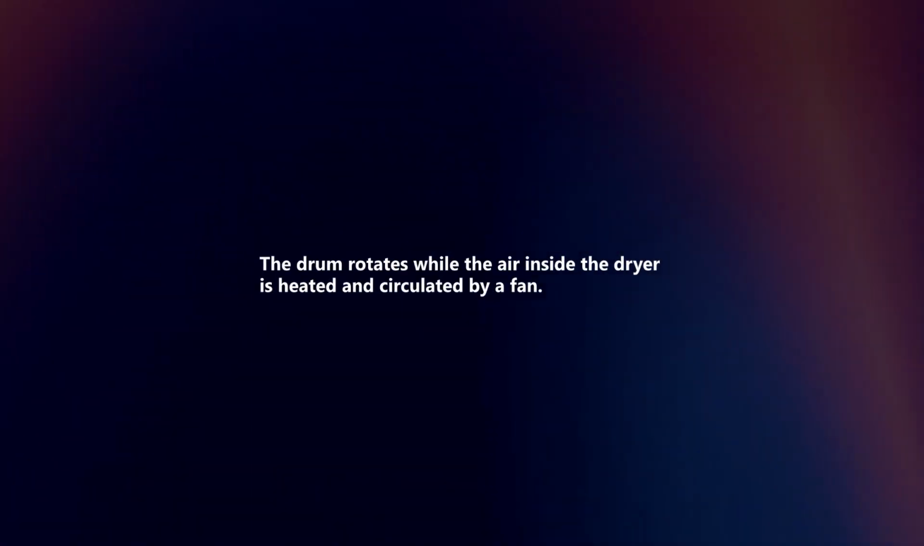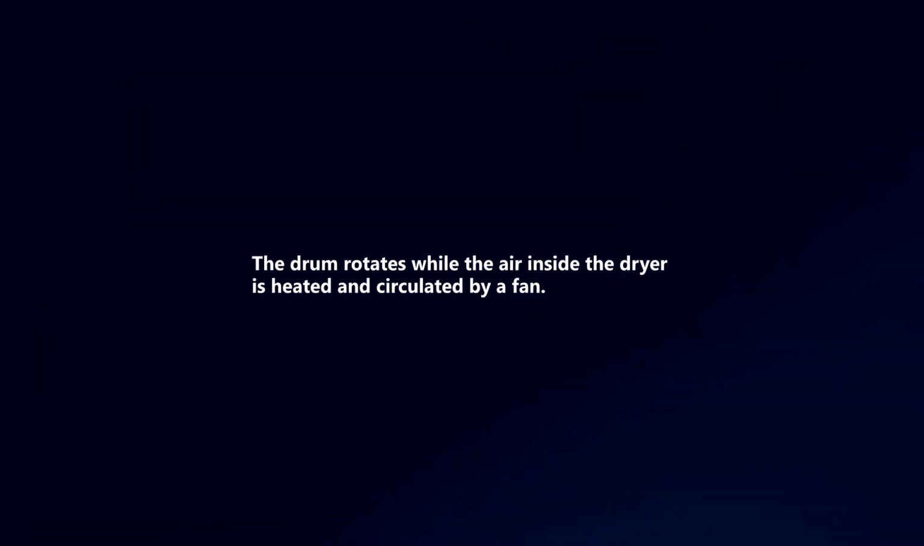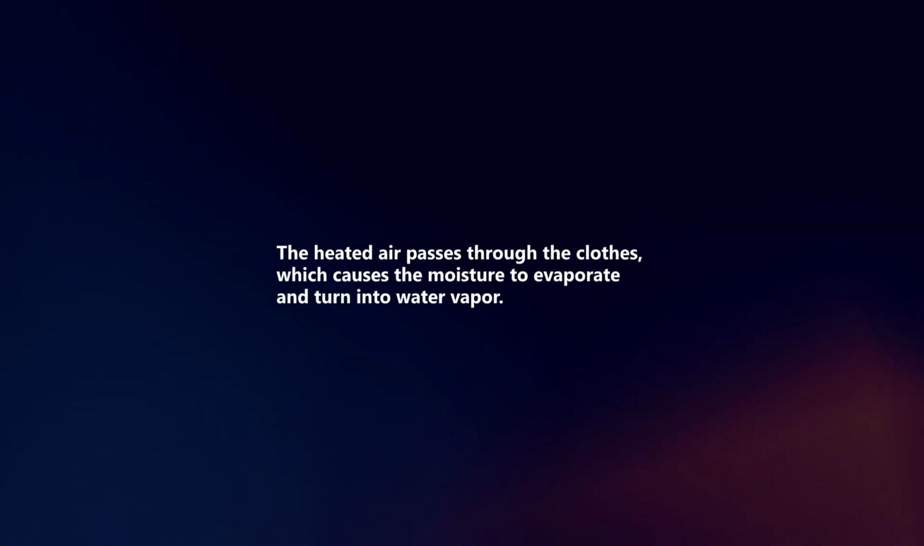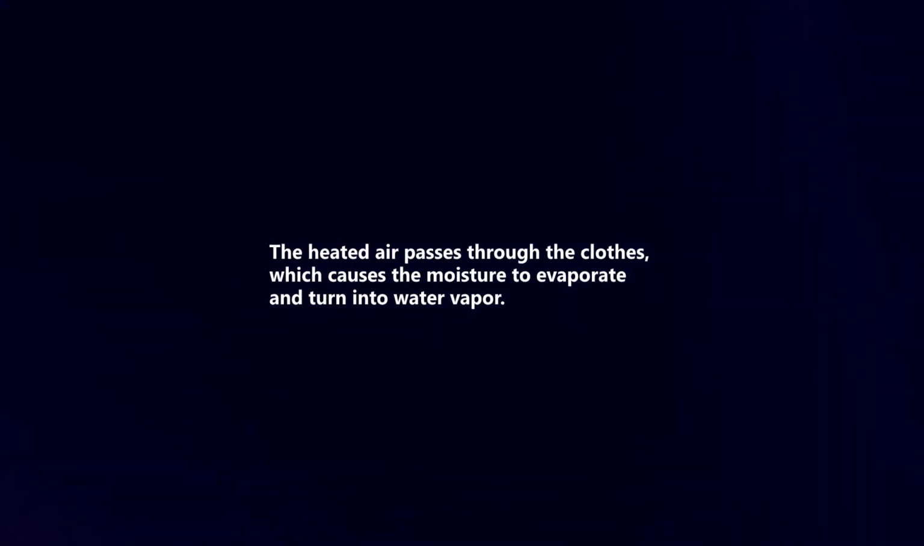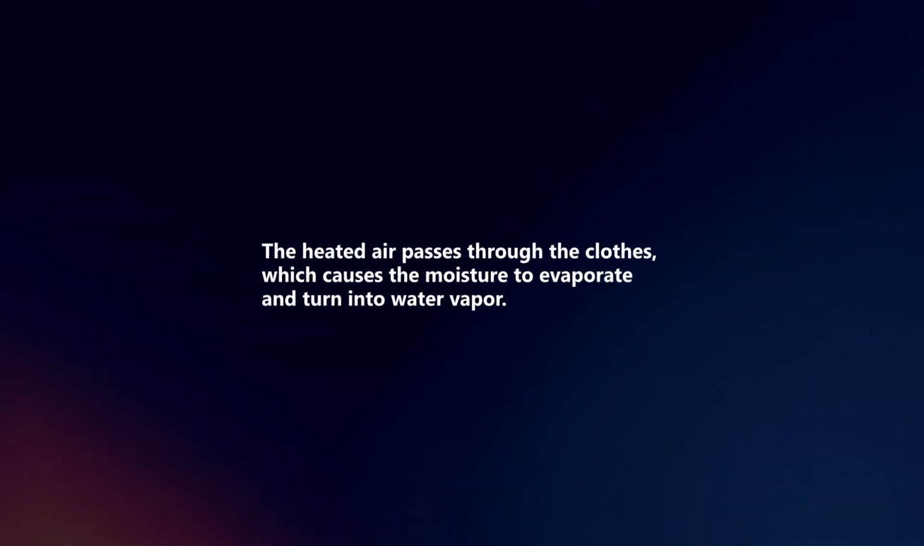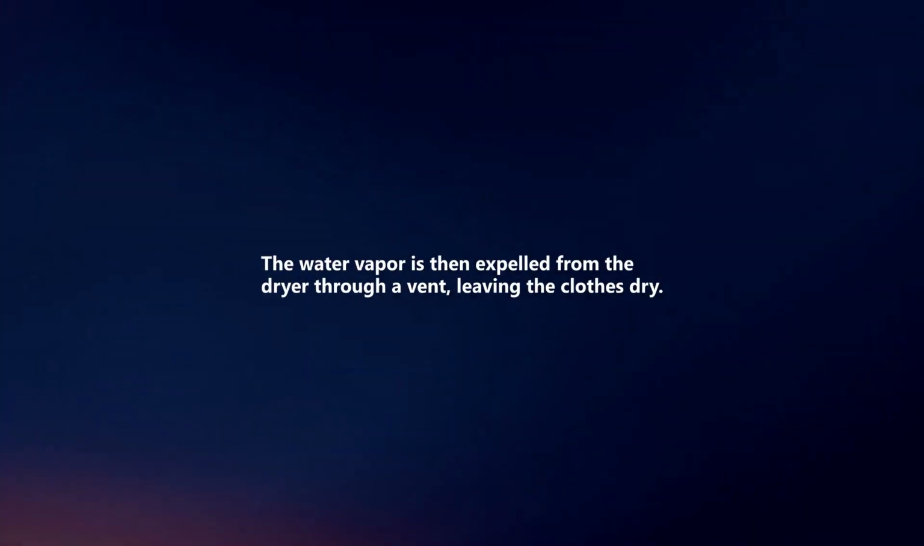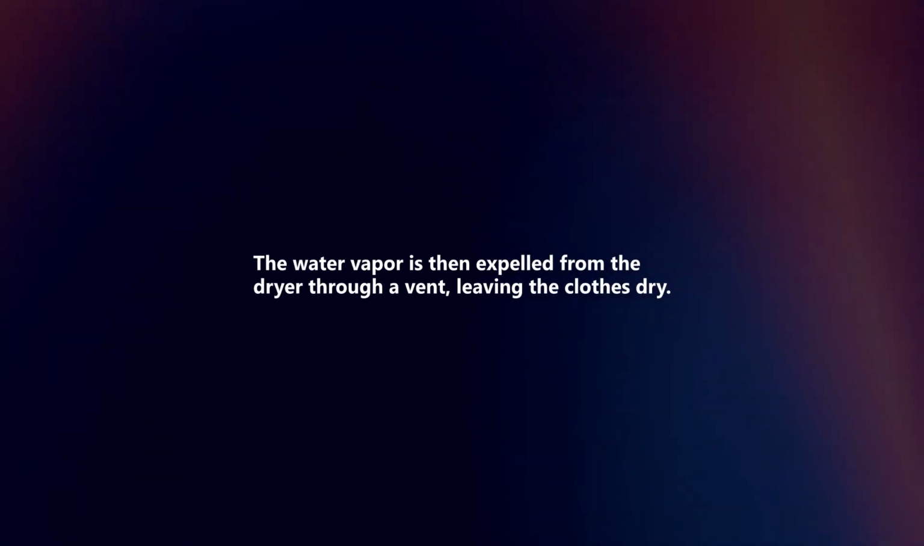The drum rotates while the air inside the dryer is heated and circulated by a fan. The heated air passes through the clothes, which causes the moisture to evaporate and turn into water vapor. The water vapor is then expelled from the dryer through a vent, leaving the clothes dry.